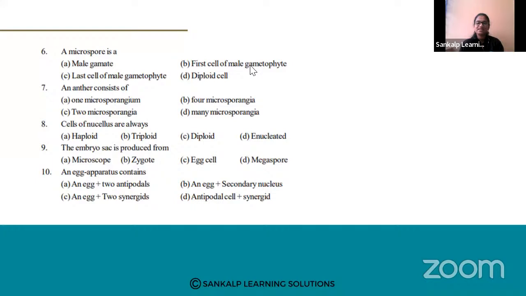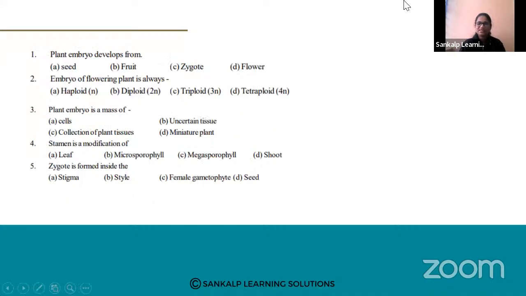Nucellus cells, so whether these are diploid or haploid. Most of them are voting for C, that is diploid. Satish Gowda, SK Sharik, good. Suhas, Maheshwari, fine. So here, the nucellus cells will be always diploid in nature, guys. These will be always diploid in nature.